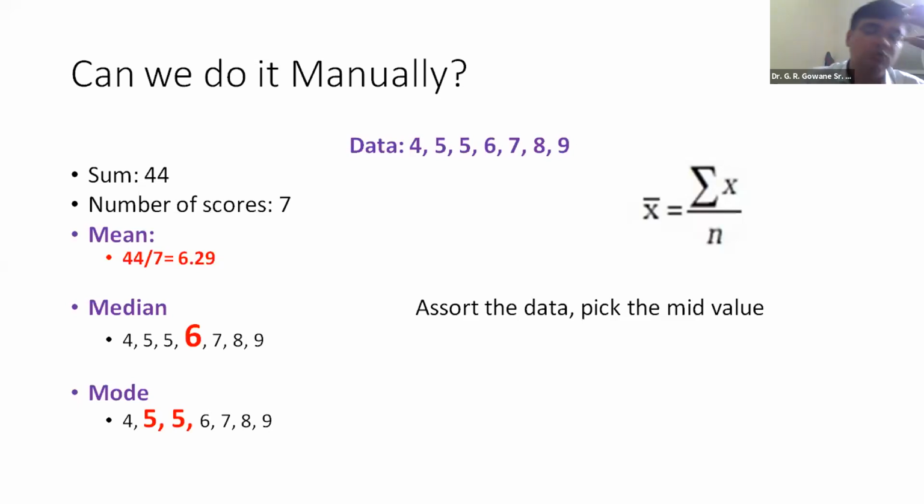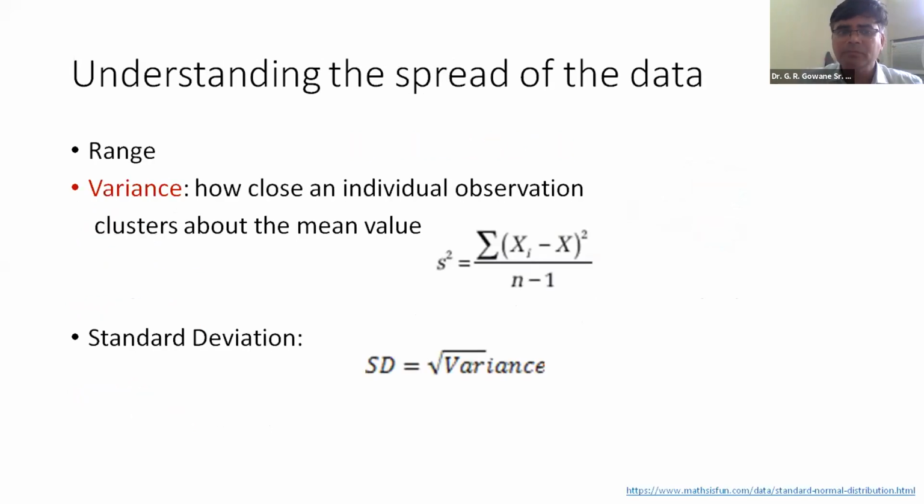Now we have already seen that using Excel descriptive statistics, we obtain all these measures of central tendency. Not only this, but there are also other options to understand the spread of the data, such as range. Range will give you the difference between the minimum and maximum. Then variance shows you how closely individual observations or data points cluster around the mean. So it tells you about the spread of the data.